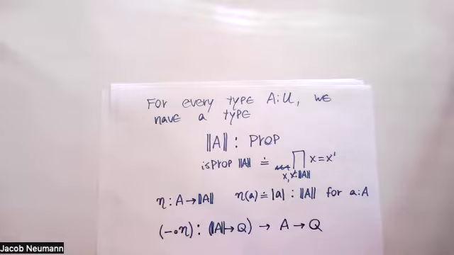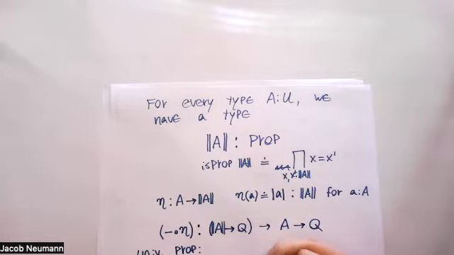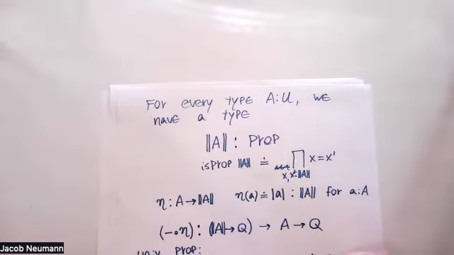So this we can form in general, and we say the universal property of the truncation is that this operation of precomposition is an equivalence whenever Q is a prop.